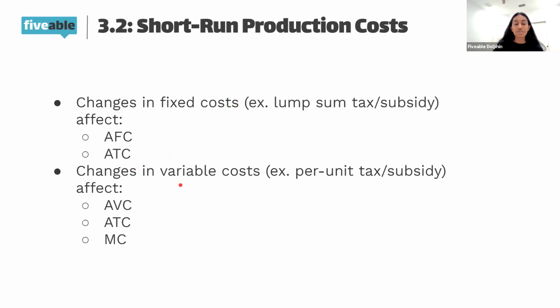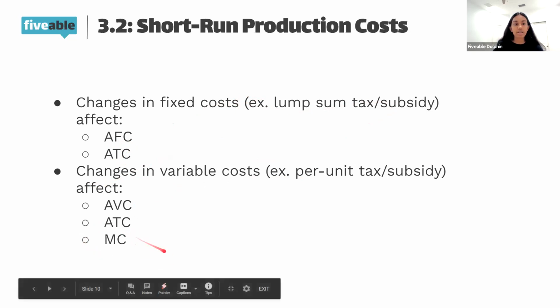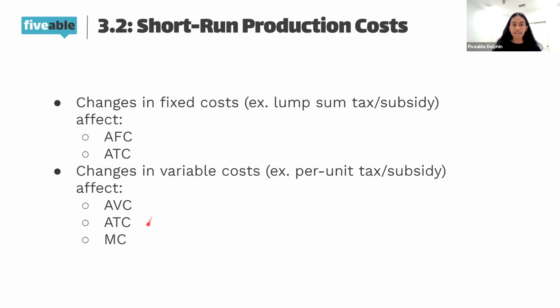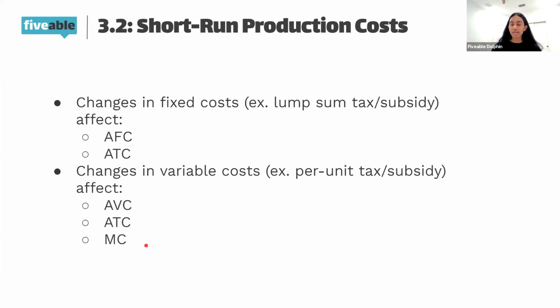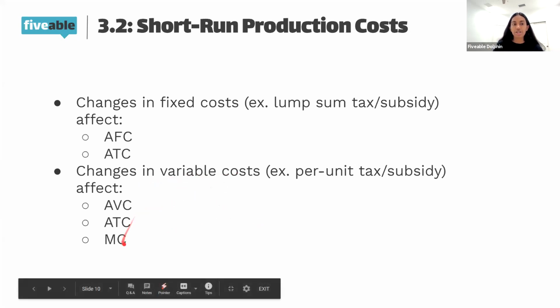And changes in variable costs, so things like per unit taxes or subsidies, can affect AVC, ATC, and marginal cost. And of course, AVC and ATC are pretty self-explanatory, and then marginal cost is a per unit thing as well. So any variable cost change also affects marginal costs.